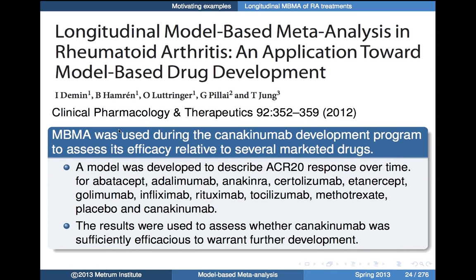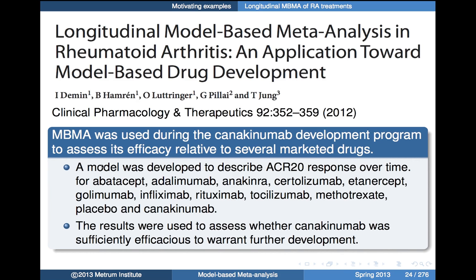Okay, let me take a look at another example. This is a more recent one, talking about a longitudinal model-based meta-analysis in rheumatoid arthritis. In this example, model-based meta-analysis was used during the development of an agent called canakinumab to assess its efficacy relative to a number of marketed drugs. The model was developed to describe ACR20, which is the most commonly used measure of efficacy for rheumatoid arthritis response.